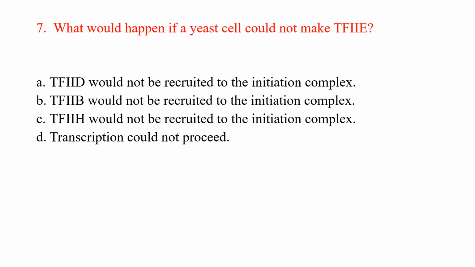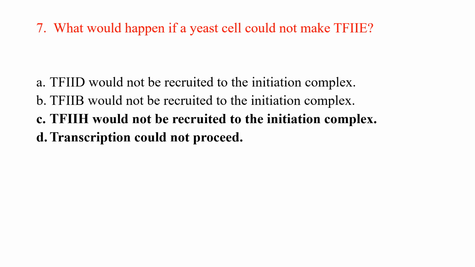Number 7, what would happen if a yeast cell could not make TFIIE? A, TFIID would not be recruited to the initiation complex. B, TFIIB or TFIIH would not be recruited to the initiation complex. Or letter D, transcription could not proceed. And the answers for number 7 would be C and D.